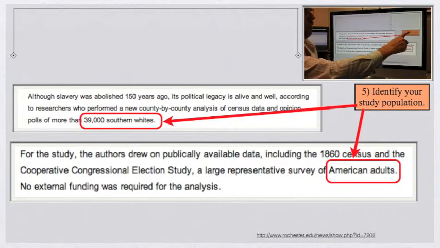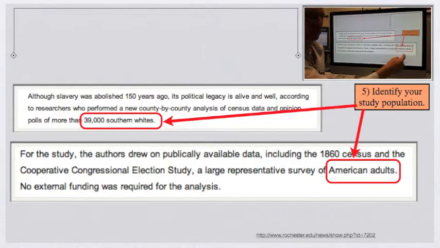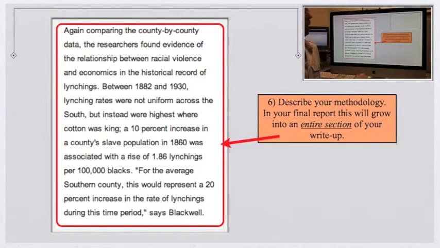Point number 5, identify your study population: 39,000 Southern whites and American adults. That's who they were targeting. Describe your methodology in your final report. This will grow into an entire section. Again, comparing. So this is their methodology.